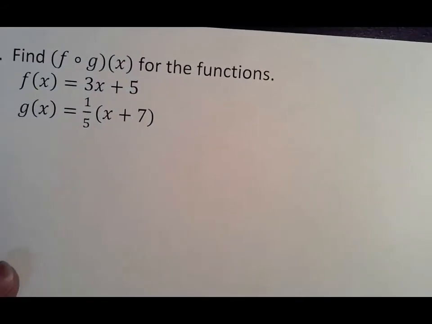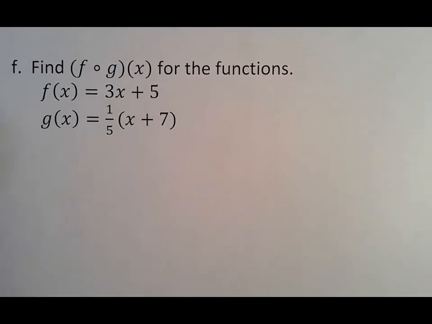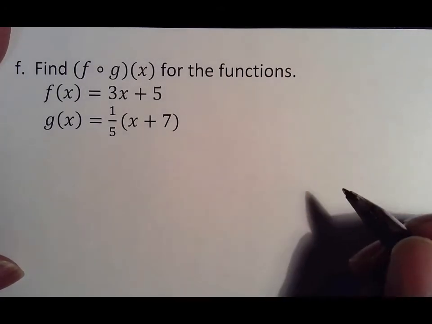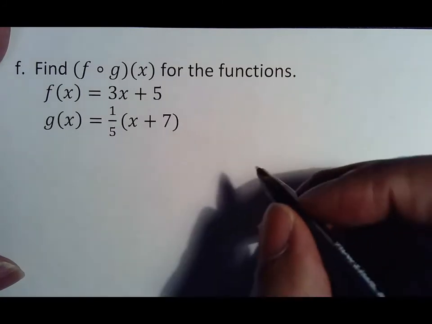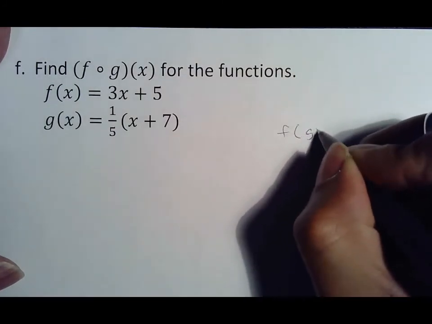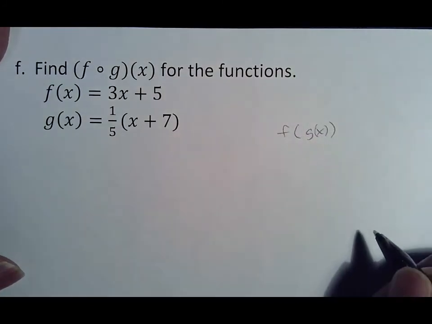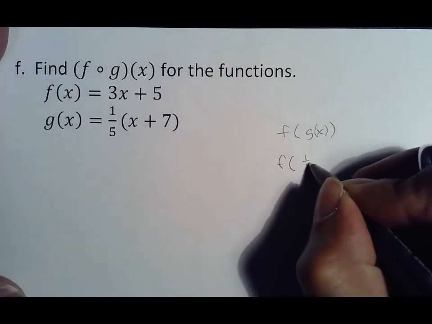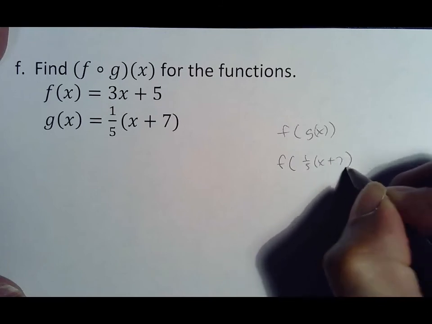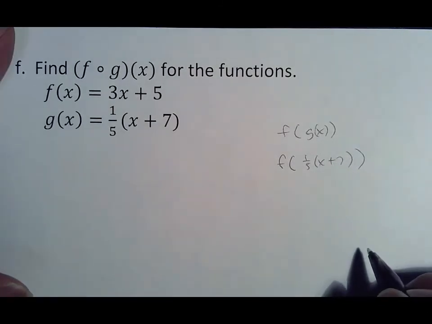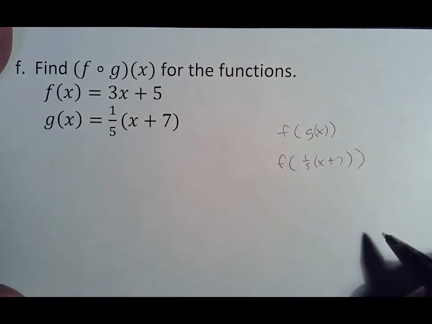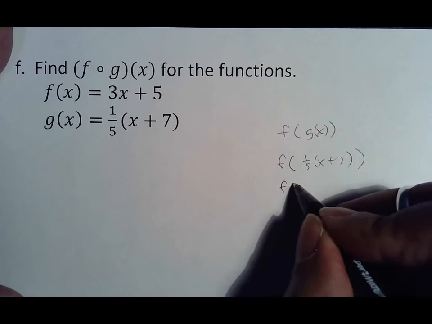One more composition to look at before I leave you to it. And again, this is just something to make sure you work on your algebra. So f of g of x is what they want, which means you want f of whatever g of x is, which is 1/5 times x plus 7. So working on my skill here, I'm going to simplify that first before plugging it into f, because it's just messy.